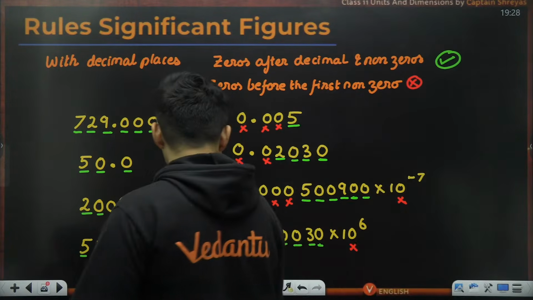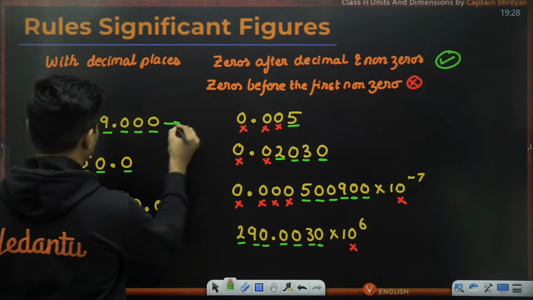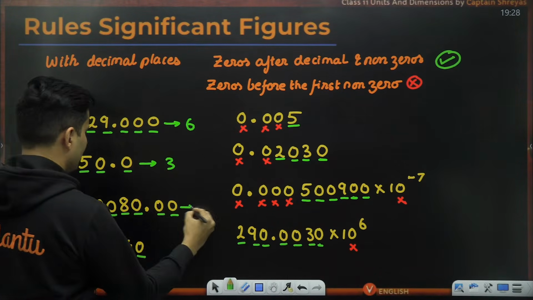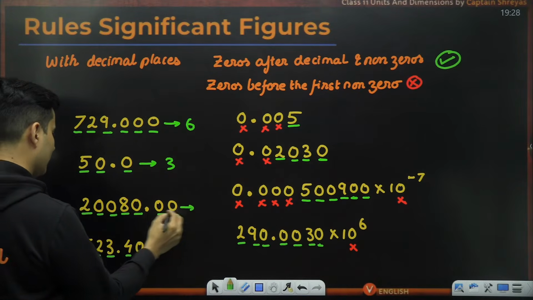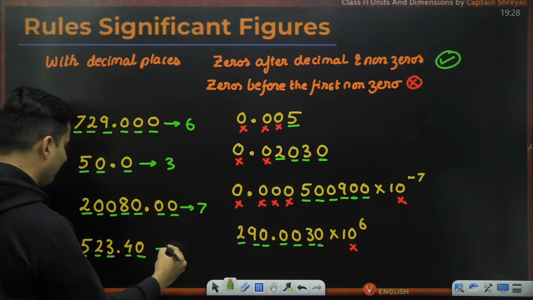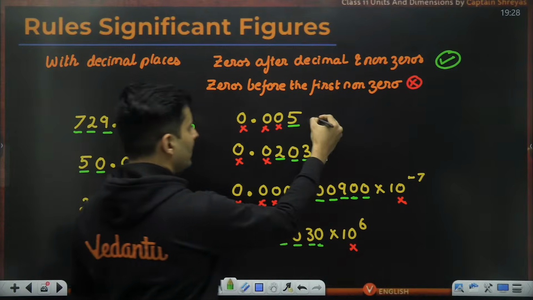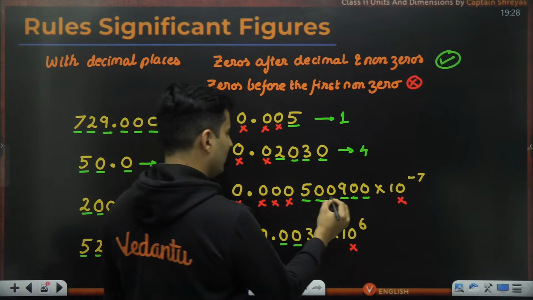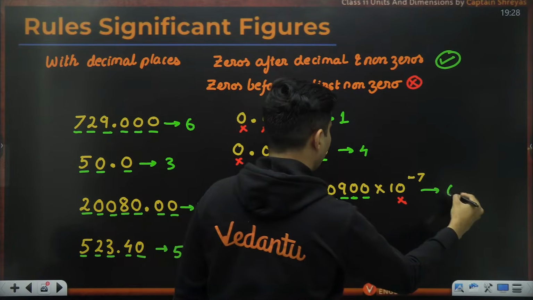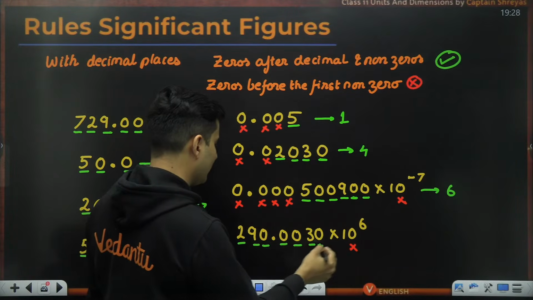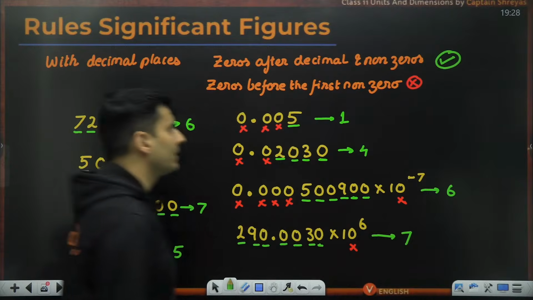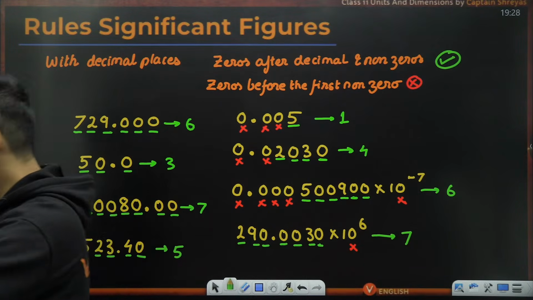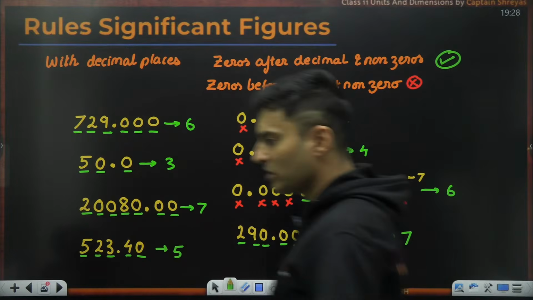Is this clear? So now if you count it over here, 1, 2, 3, 4, 5, 6, 6 figures, here 3 figures, here 1, 2, 3, 4, 5, 6, 7 figures, 1, 2, 3, 4, 5, 5 significant figures, here exactly 1 significant figure, here 4 significant figures, 1, 2, 3, 4, 5, 6, 6 significant figures, 1, 2, 3, 4, 5, 6, 7, 7 significant figures. So this is how you can measure the significant figures. After this, you cannot be confused.